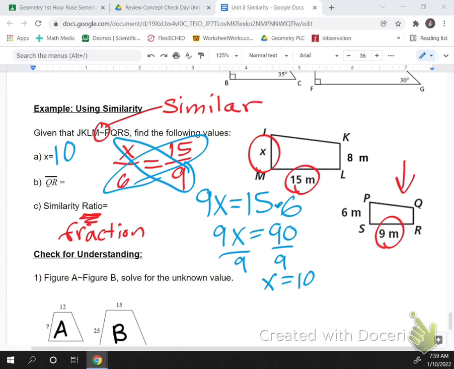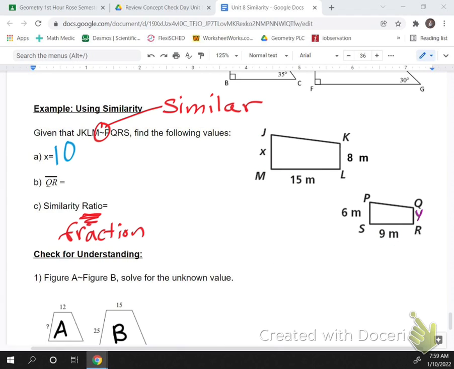Now I need to find QR. Turn and talk to your partner. How are we going to set up and find QR? Go. A proportion? Yeah. 8 over QR? Cool. I just made this a Y. Great. Anyone else set up a different proportion?